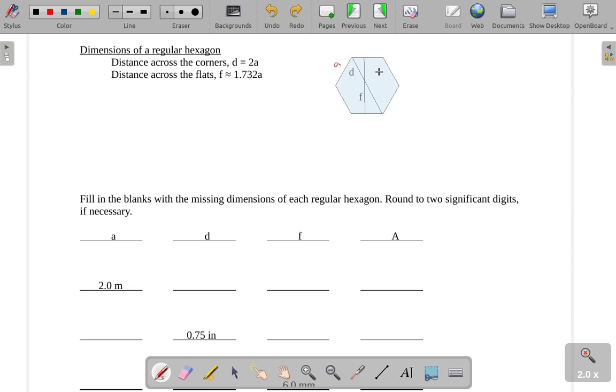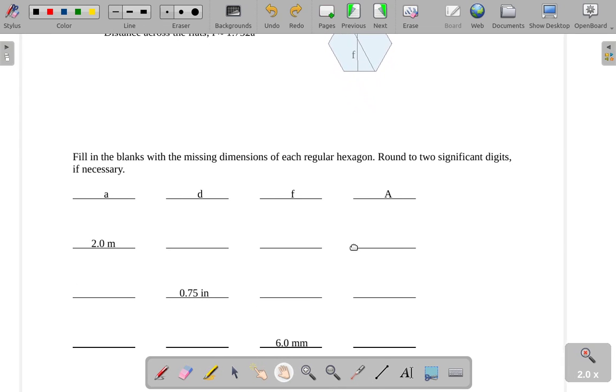Now, the face, or F, the flat, I guess, is what it stands for. The distance across the flats is a little bit more tricky to find. And we're just going to go ahead and say this is approximately 1.732 times A. You can get it more exact if you use the Pythagorean theorem, again using the fact that you have some equilateral triangles here. You take the height of this equilateral triangle and double it to get the distance across the flats, if you wanted to do more accurate measurements, but this will be good enough for this class.